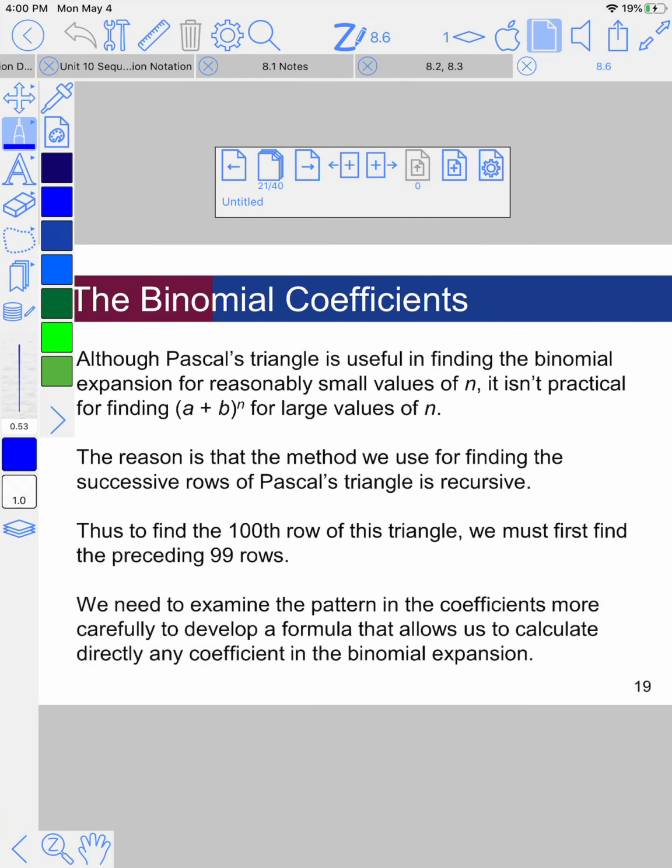All right, here we go. So now we're going to talk about binomial coefficients.